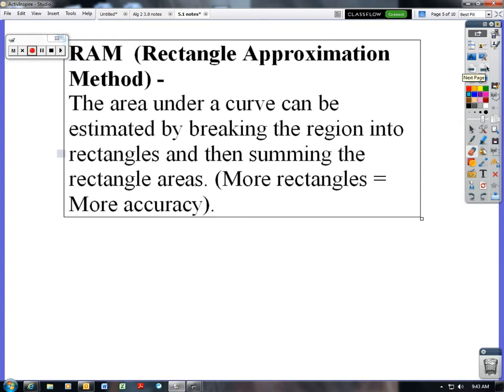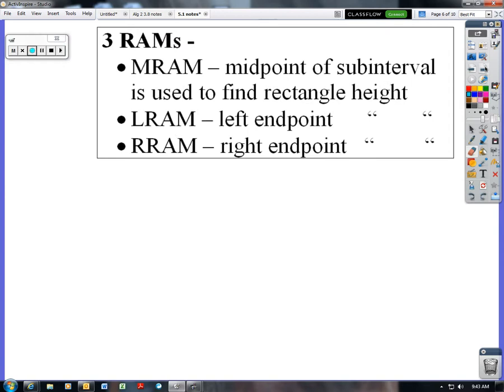Okay, this is just a box summarizing what we've just been doing. And obviously, if you want to get a better estimate, you're going to need more rectangles. And here are the 3 that I just talked about.